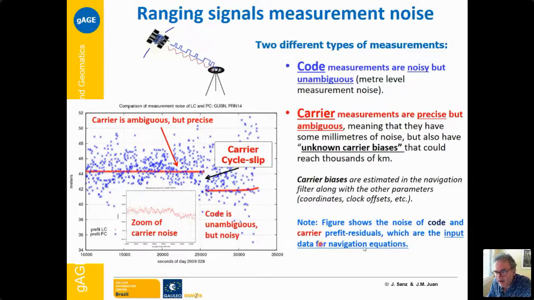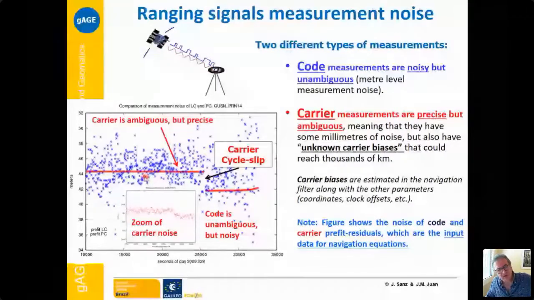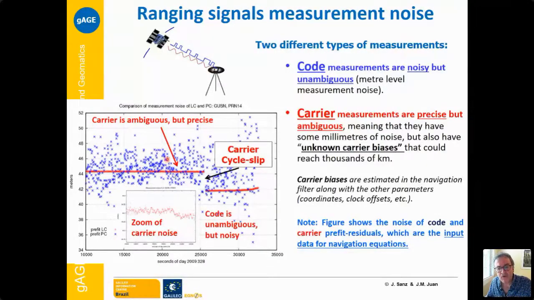Well, actually, these are the prefit residuals. These are the code measurements after removing all what we can model, after removing geometry, after removing relativistic effects, and so on. This is the input for the navigation equations. As you can see, code measurements are noisy, but are not ambiguous. I will explain better what it means, unambiguous.